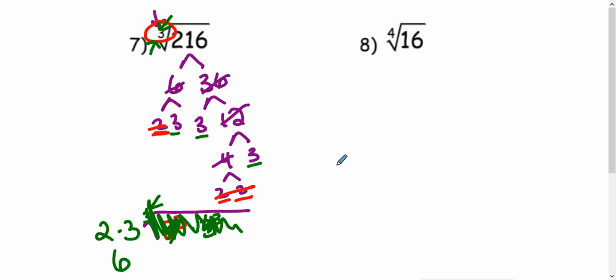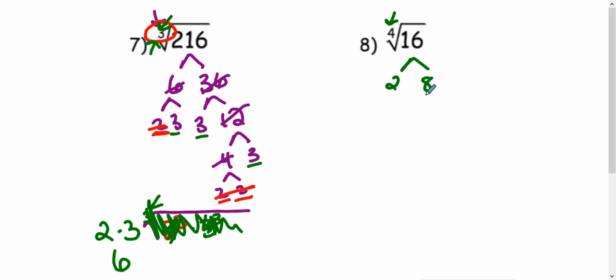Let's look at number 8. Remember, an index could be any number. I'm trying to keep it small for you so that it's easier to practice with. But you could have an index of any number. It just changes what your exponent is. So let's look here. We have the 4th root of 16. So what's my index? It's 4. So the first thing we have to do is create our prime factors.